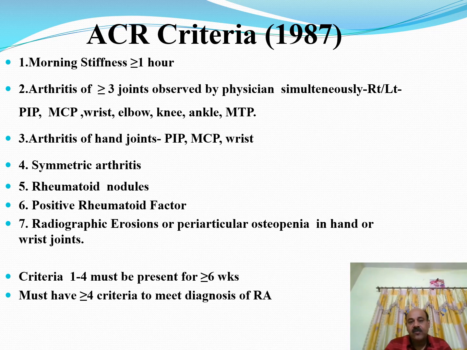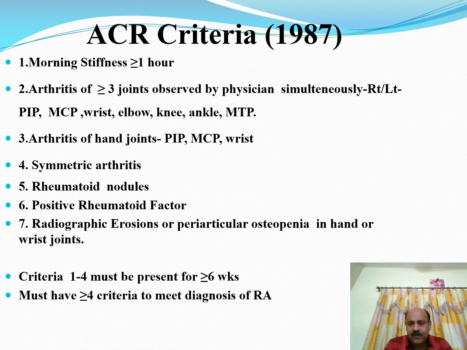Third one is arthritis of hand joints. Fourth is symmetrical arthritis. Fifth is rheumatoid nodules. Sixth one is positive rheumatoid factors. Seventh is radiologic evidence of erosions or periarticular osteopenia in hand or wrist joints. But criteria number 1 to 4 should remain present for at least 6 weeks, and at least 4 criteria should be present to make the diagnosis of rheumatoid arthritis.